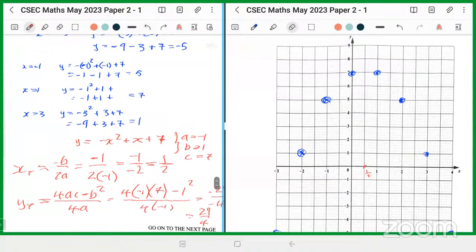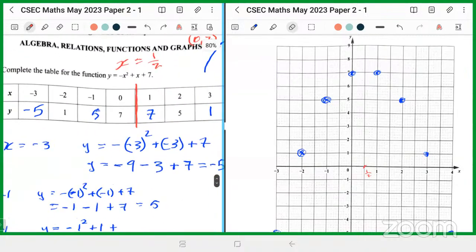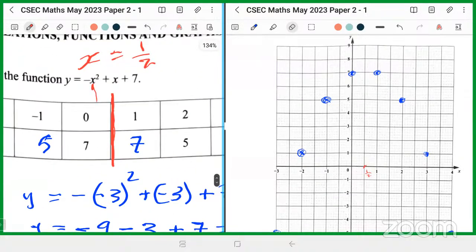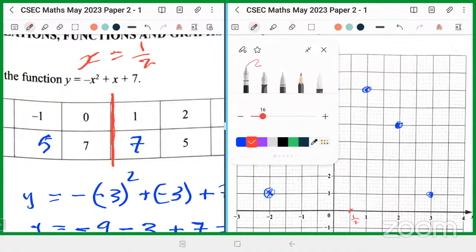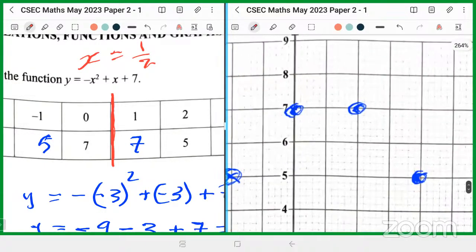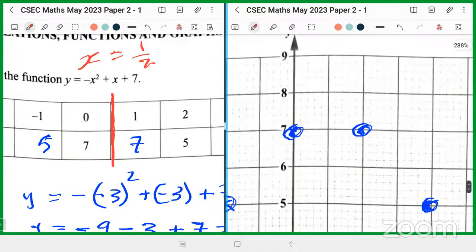And I tell you, you can try it for yourself. If I plug a half for the x inside here, you're going to get the same thing, 7.25. You can try it for yourself. All right. So I know that my maximum point is at 7.25. I'm going to put it in red over here. So let's look at 7.25. Let's sort of estimate it.